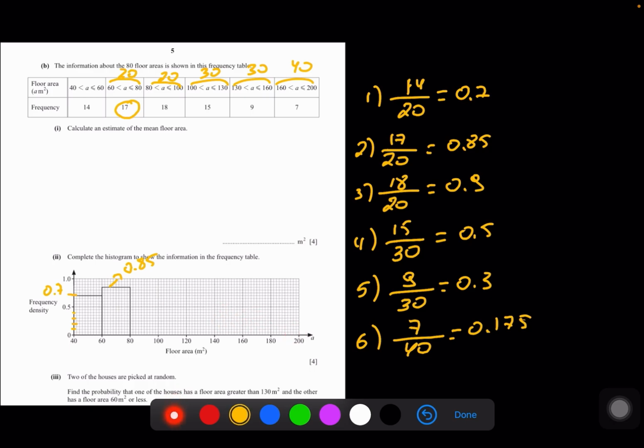Firstly, the first and second are shown, and thirdly 0.9. This is 0.85. This will be 0.9. This part will be 0.9, between 80 and 100, this part. And for 15 divided by 30, 0.5. 0.5, but the interval is from 100 to 130. Firstly, find this one. 130 approximately will be this part. It's okay. And 0.5 is given. It's easy also.